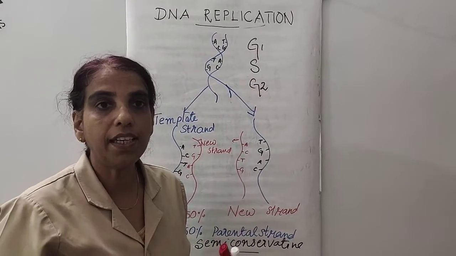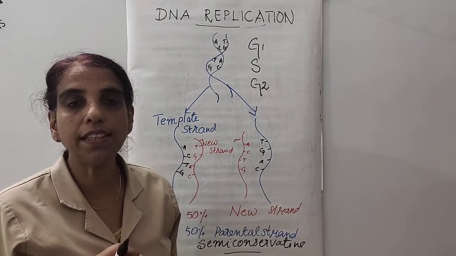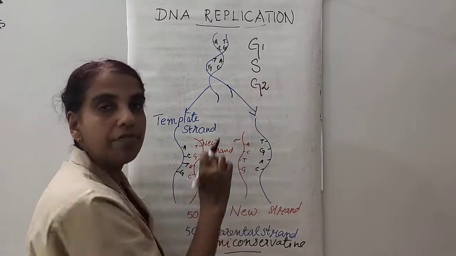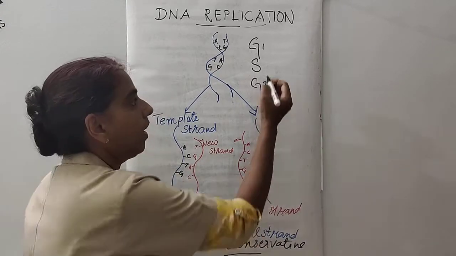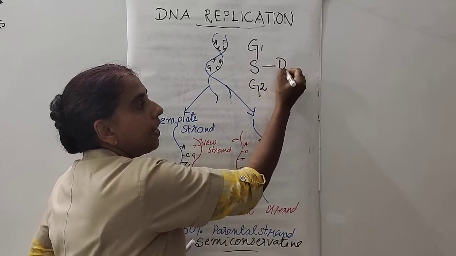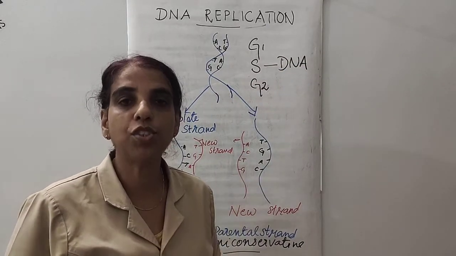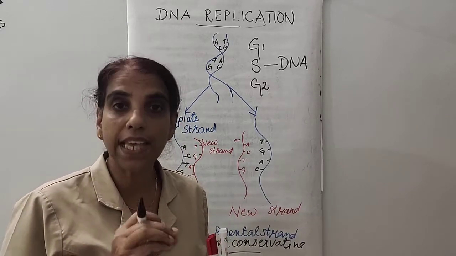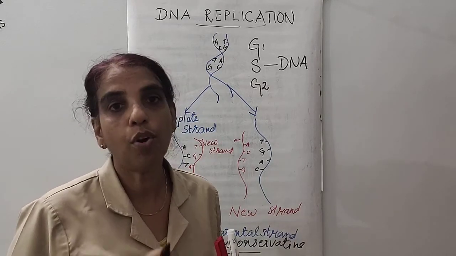When we saw G1 as gap 1 or growth 1, we saw that the synthesis of proteins takes place. But in the S phase, there is the synthesis of DNA. So during the S phase of the cell cycle, DNA synthesis takes place. Always remember, DNA replication or DNA synthesis takes place during the S phase of the cell cycle in a cell or in the case of microorganisms.